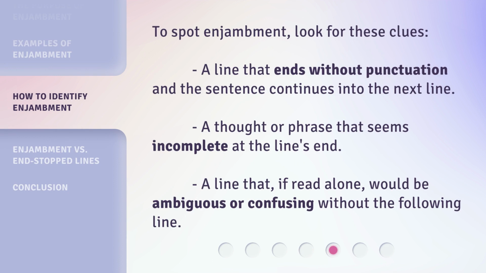To spot enjambment, look for these clues. A line that ends without punctuation and the sentence continues into the next line. A thought or phrase that seems incomplete at the line's end. A line that, if read alone, would be ambiguous or confusing without the following line.